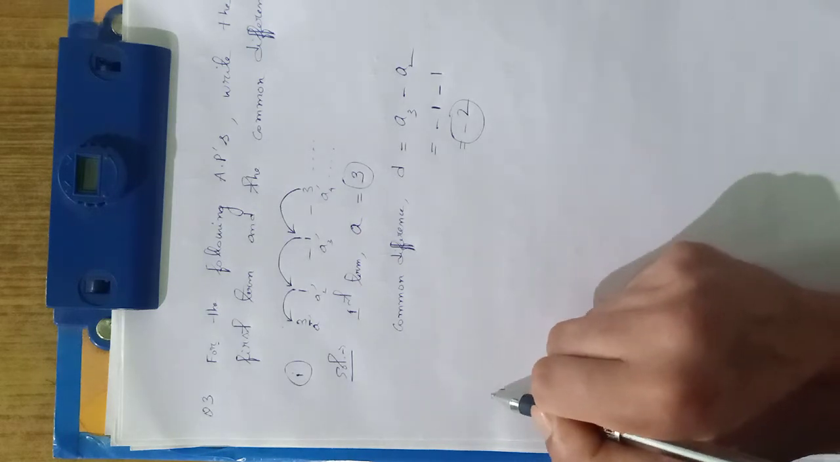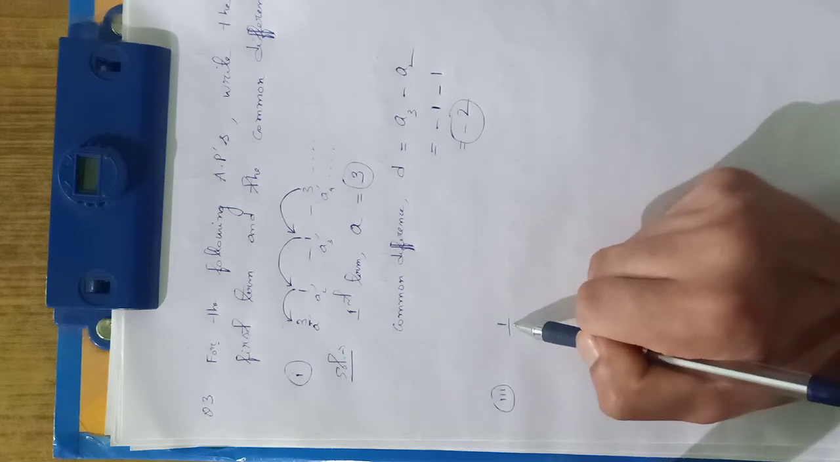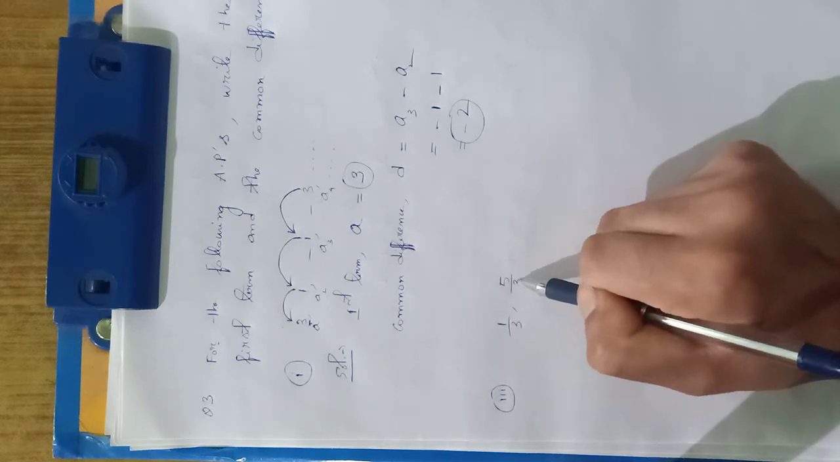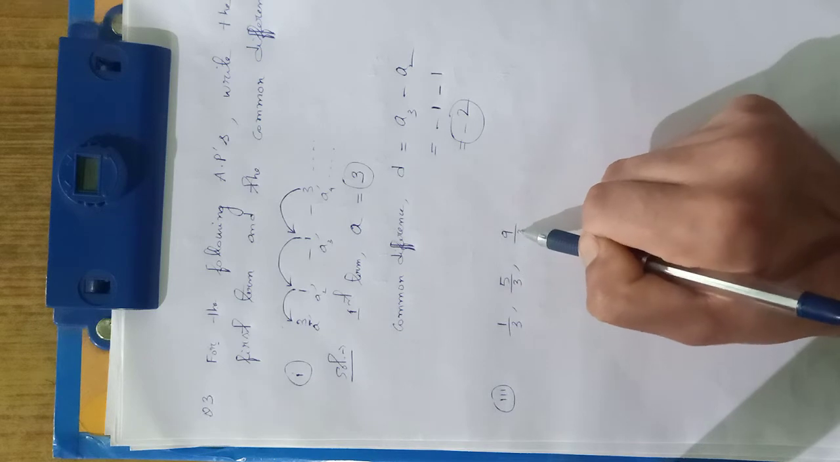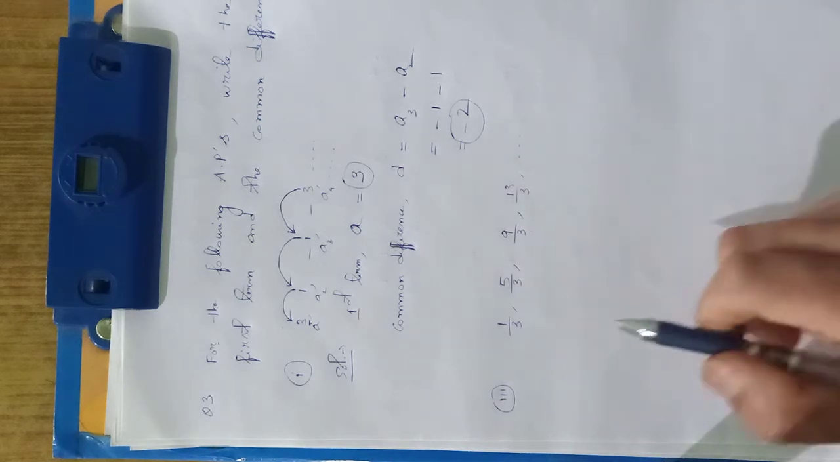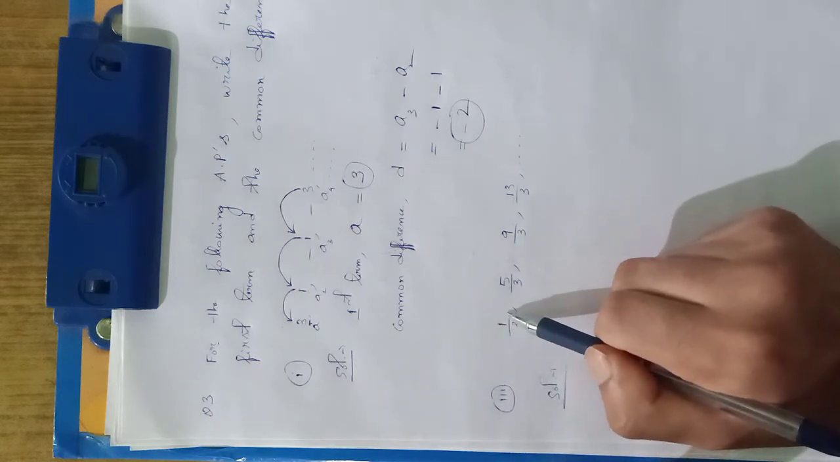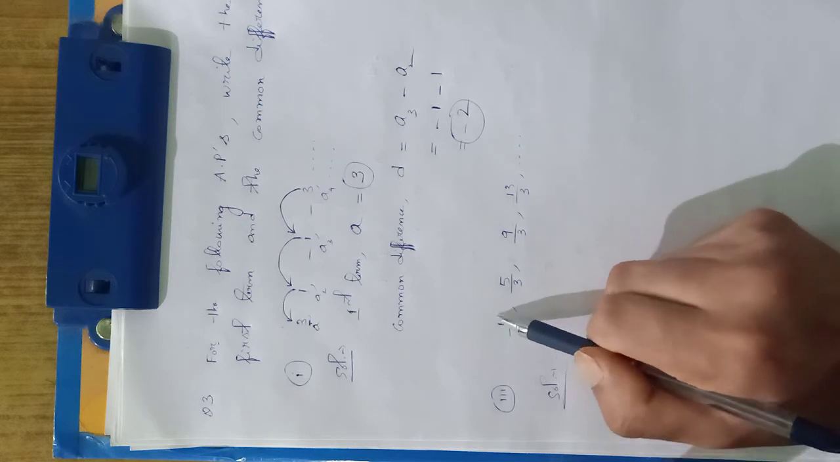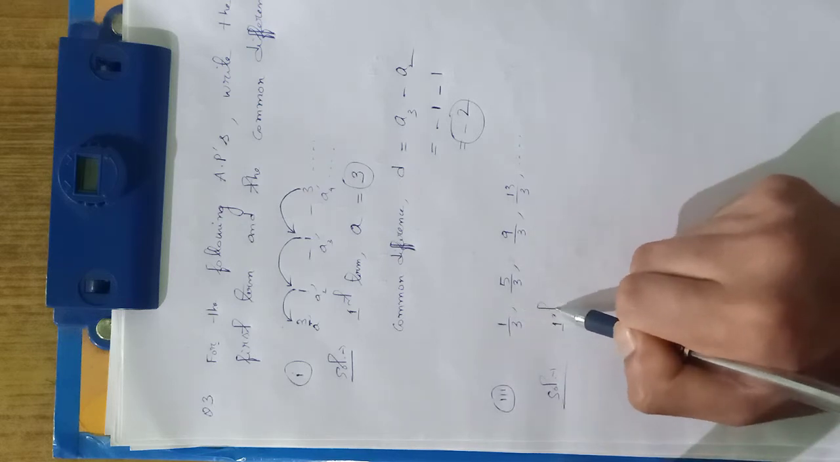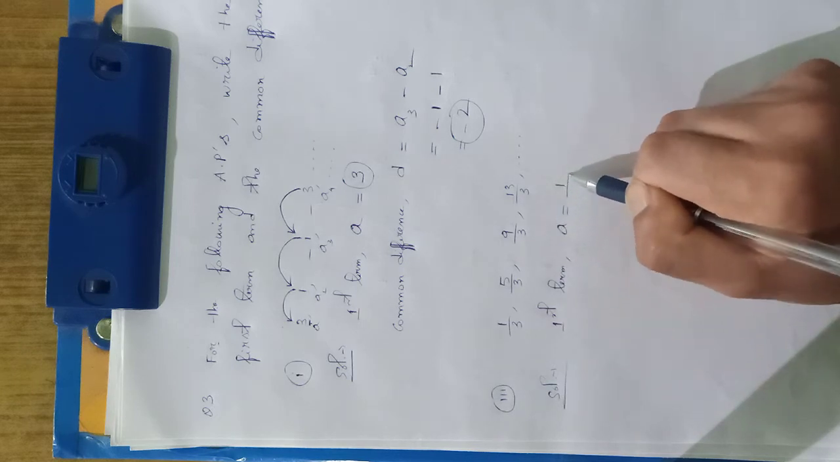Let's see another one. Roman 3. In Roman 3, the given arithmetic progression is 1 by 3, 5 by 3, 9 by 3, 13 by 3, and so on. So the solution. Here, the first term of your given arithmetic progression is 1 by 3. So first term, A is equal to 1 by 3.